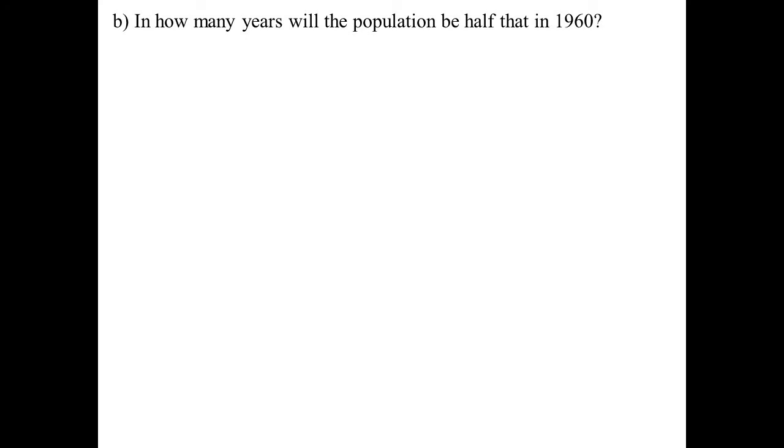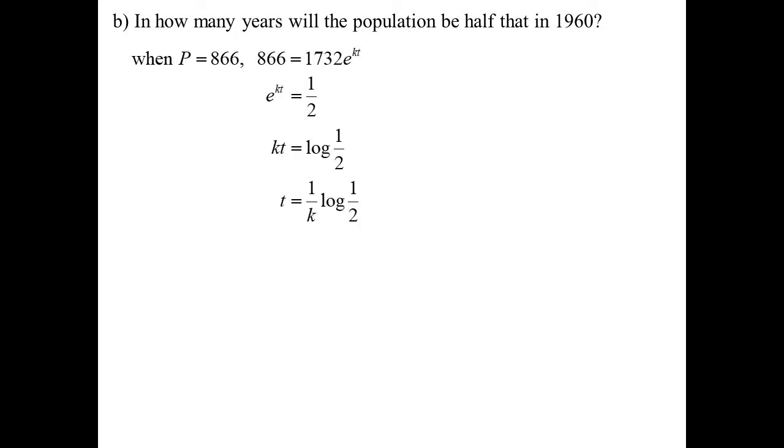So how long will it take? In how many years will that population be half? Well, half of the initial population is 866. So that's what we're basically saying. When is P equal to 866? Again, sub into the equation that we've worked out, and we've got e^(kt) is half. Once again, in this case, we've got to make t the subject. So log both sides, I get that kt is log of a half. t is equal to 1 on k log of a half. The t works out to be 21.786.